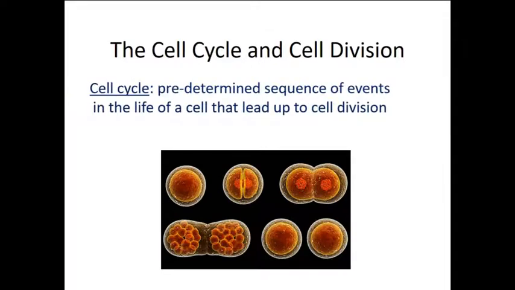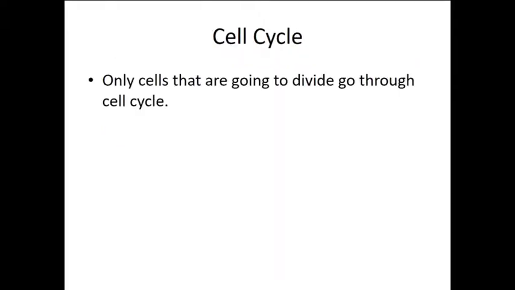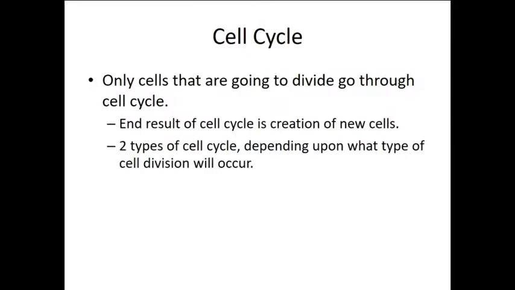Today we'll be talking about the cell cycle, which is a predetermined sequence of events in a cell's life that leads up to cell division. And cell division, of course, is the process of making new cells. All right, so only cells that are going to divide go through the cell cycle, and the end result of the cell cycle is the creation of new cells, but more stuff goes on in the cell cycle other than just creating new cells.